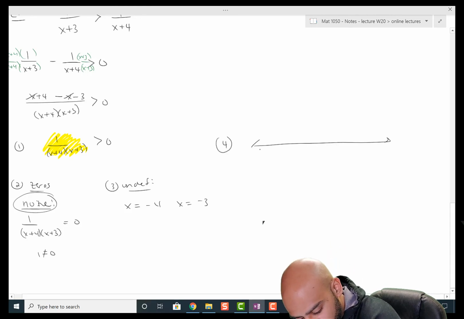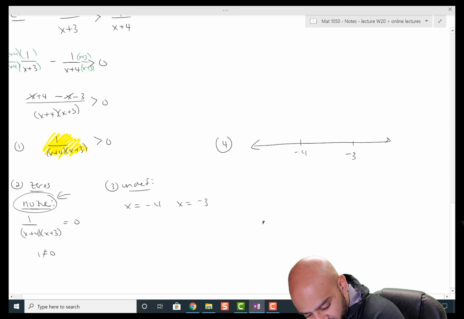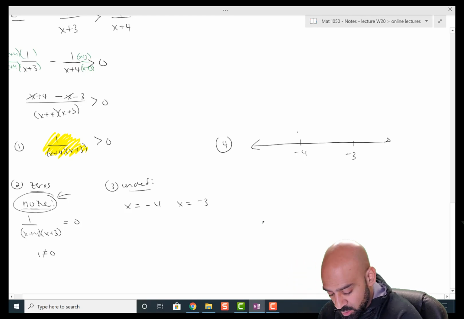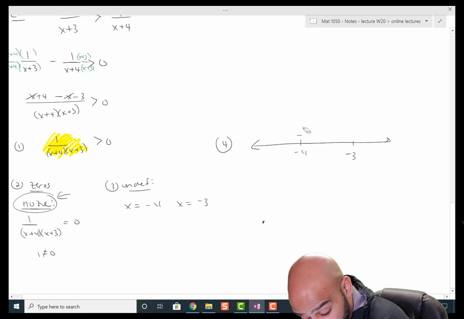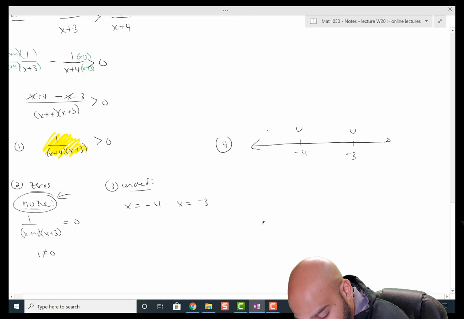All right, finally, number 4. Let's make our sign chart. Okay, what goes on our sign chart? Everything from number 2. So nothing comes from number 2. And from number 3, it's -4 and -3. Now, we're going to have to plug numbers in. Okay, these aren't zeros either. These are undefined, which means I have to throw out undefined. You have to. So here we go. We're going to throw those out.